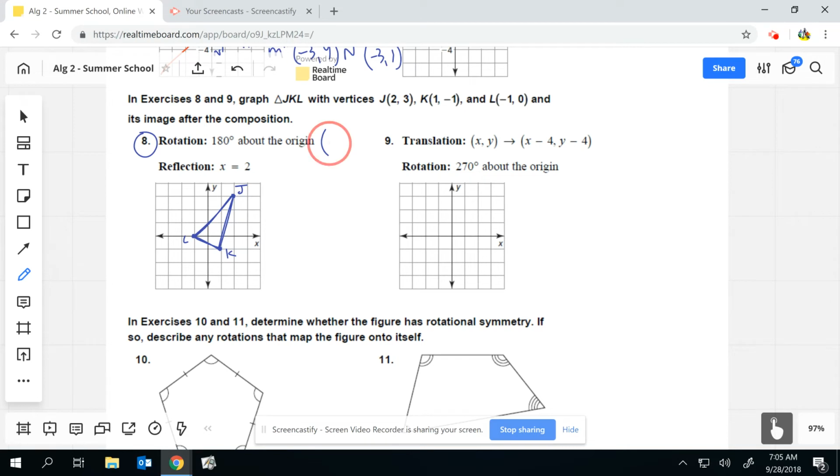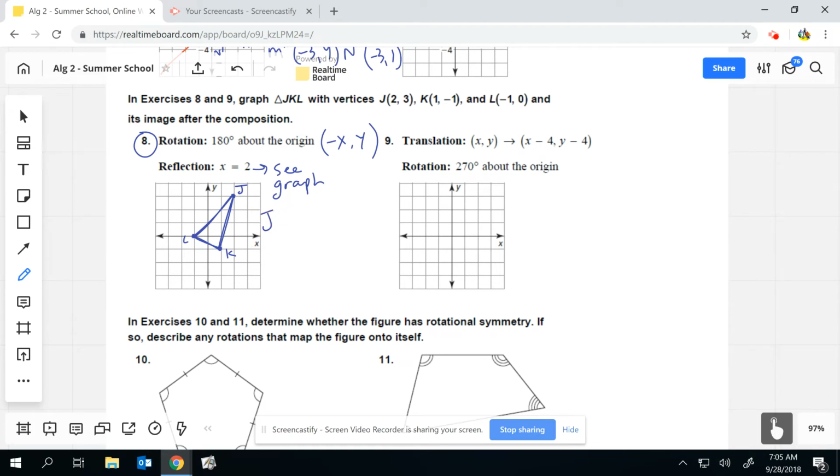First, they want us to change both signs. Then they want us to reflect it across x equals 2. We'll have to just see graph on that one. There's no rule for an x equals 2. You'll just have to count. But we could do the prime points.